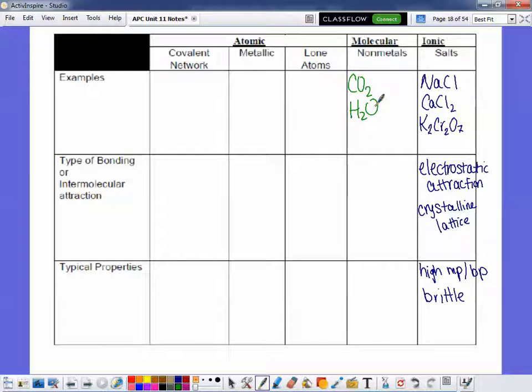Okay, so molecular nonmetals. What's holding these molecules together? Dipole-dipole, hydrogen bonding, London dispersion forces. All together they're called intermolecular forces, or we could say van der Waals forces.